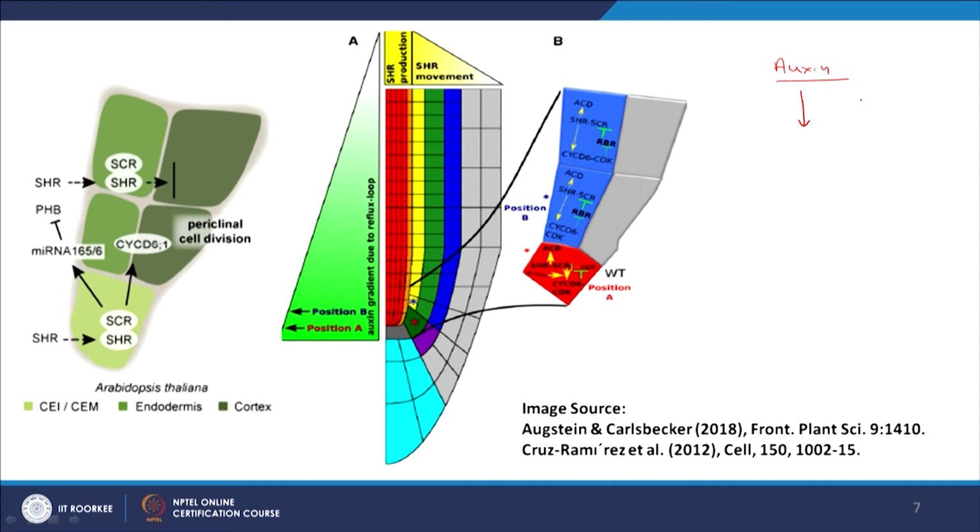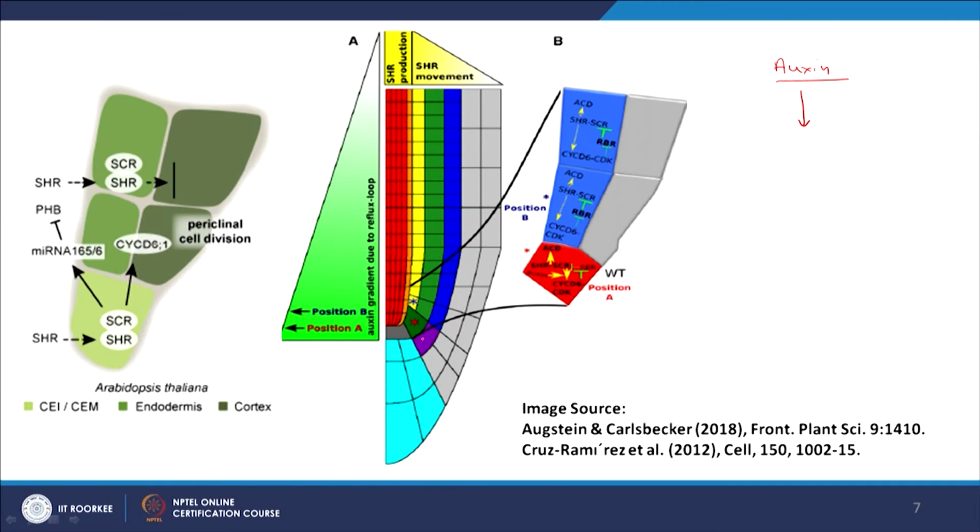It generates a maximum amount of auxin in some tissues and a minimum amount in another tissue, and auxin works like a morphogen. If you have a high amount of auxin, it can induce a very specific genetic program. At a low amount of auxin, it can perform a different function. So, the combination of all these things, if you look here, what happens in position A? This position A is basically CEI.